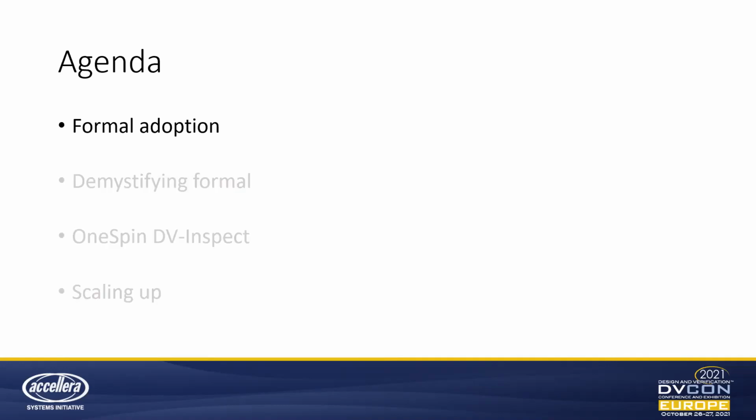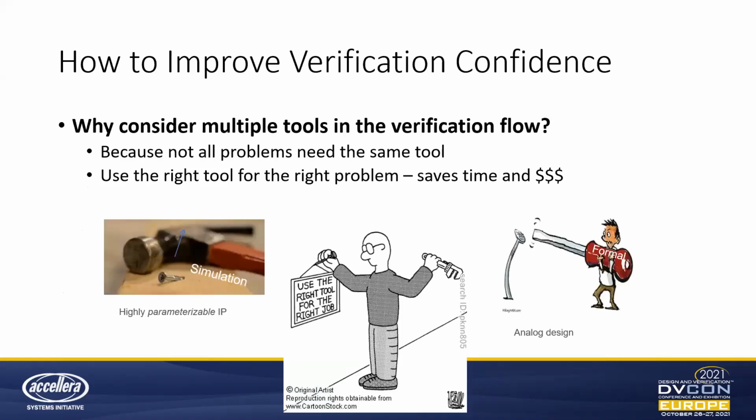So, formal adoption. We've seen that formal and simulation are working together pretty well and the number of flows using this approach is increasing. But before we make these two technologies and methodologies work together, we need to figure out what fits best. For that reason, it is important to use the right tool for the right problem, because this saves time and money and avoids frustration in the end.